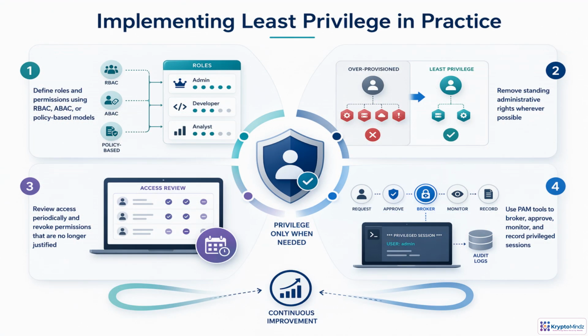Putting least privilege into practice starts with translating job needs into clear access rules. Role-based, attribute-based, or policy-based models help assign permissions consistently, instead of handling every user as a one-off exception. From there, standing admin rights should be removed, and elevated access should require a valid request and approval. Regular reviews are essential, because roles change, projects end, and old permissions become risk. PAM tools make this operational by brokering sessions, monitoring activity, recording evidence, and creating an audit trail. The goal is continuous tightening, not a one-time cleanup.